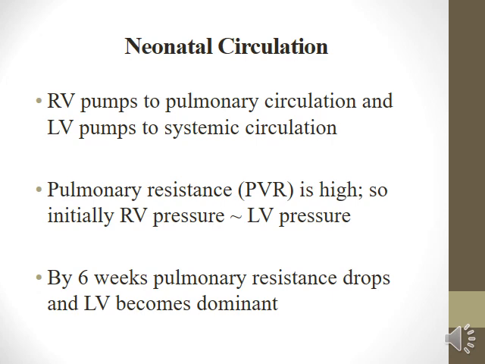Neonatal circulation. It is different from fetal circulation. Here, the right ventricle pumps to the pulmonary circulation and the left ventricle pumps to the systemic circulation. Pulmonary resistance is initially very high at birth and gradually decreases. Right ventricular pressure is equal to left ventricular pressure at birth, but right ventricular pressure gradually decreases because the pulmonary arteries and lungs are opening up. By 6 weeks, pulmonary resistance drops and the left ventricle becomes dominant.